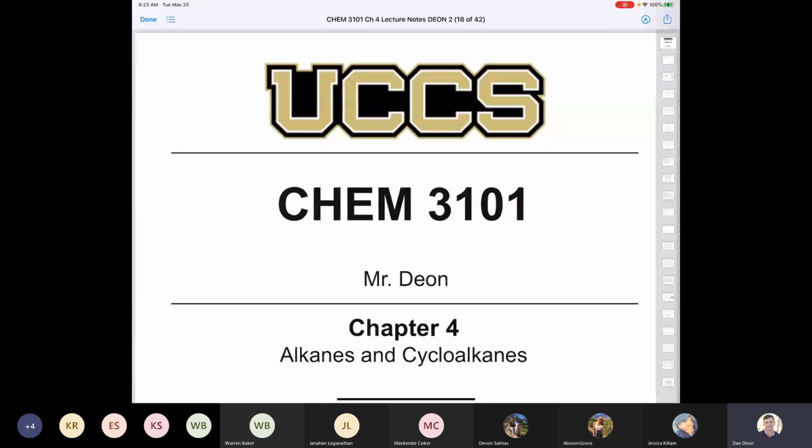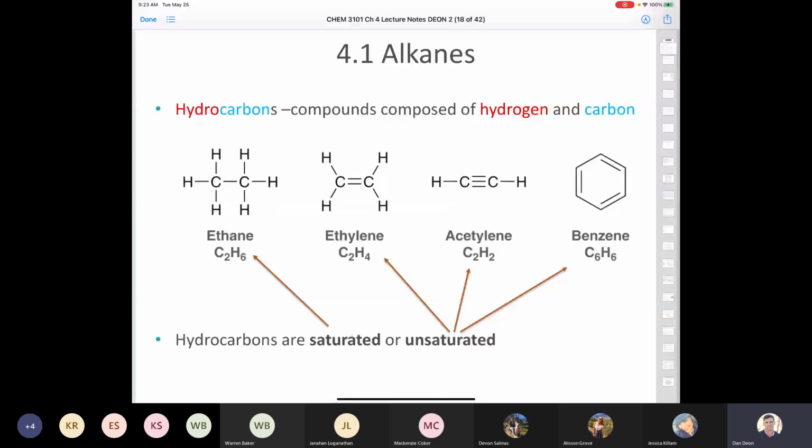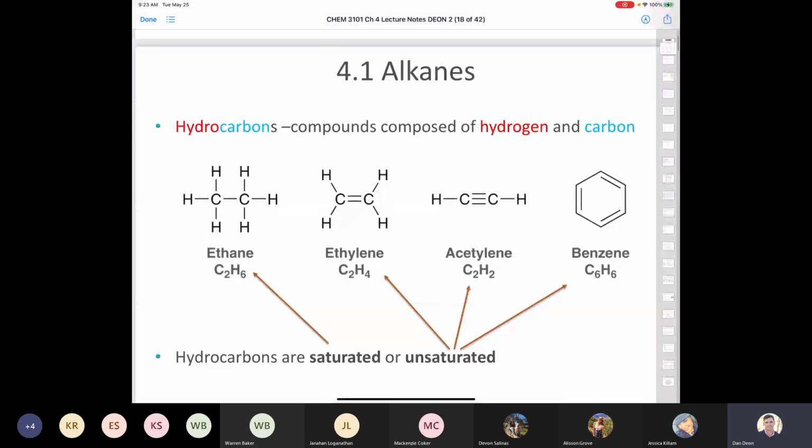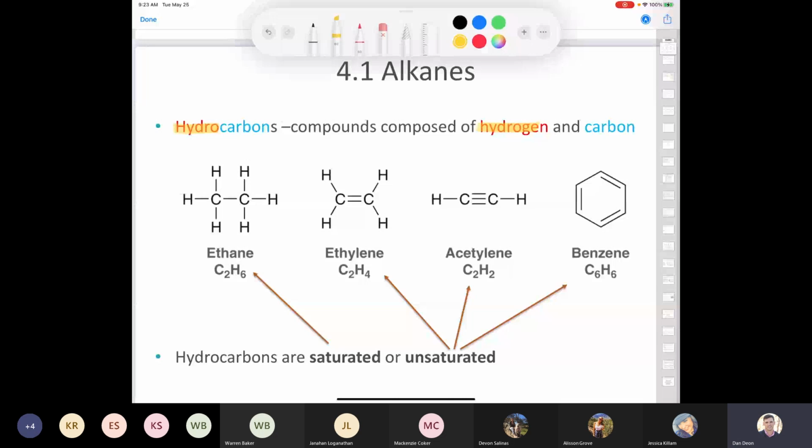Organic Chemistry 1. This is Chapter 4, which deals with alkanes and cycloalkanes. So an alkane is a hydrocarbon, which means nothing more than it's a molecule composed of only two elements. You can think about hydro, which represents hydrogen, and carbon, well, you can probably guess that represents carbon. So molecules that are made of only hydrogen and carbon, we call those alkanes.